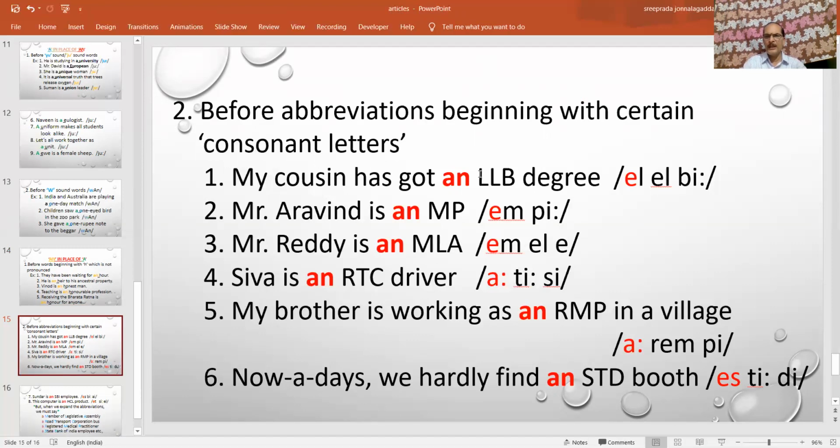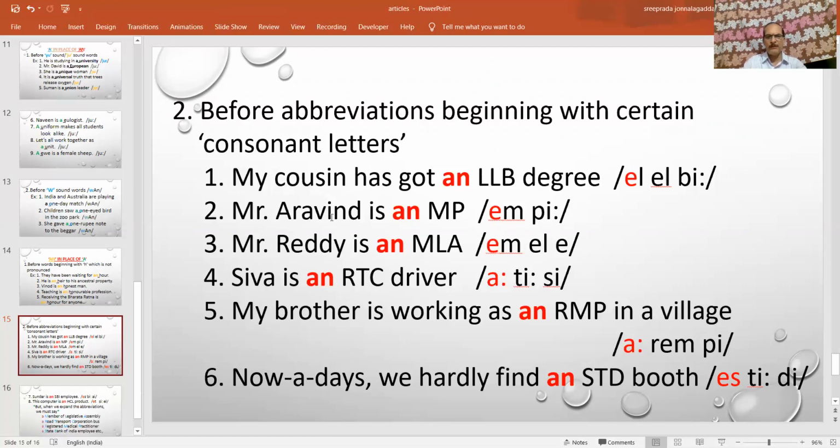How do you pronounce this LLB? Look at this pronunciation: LLB. We don't pronounce the letters separately. At a stretch, we pronounce these letters: LLB. So LLB begins with the vowel sound of A. That's why we have to say an LLB degree, not a LLB degree.